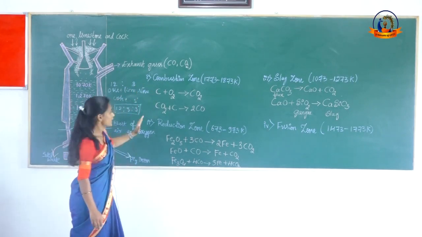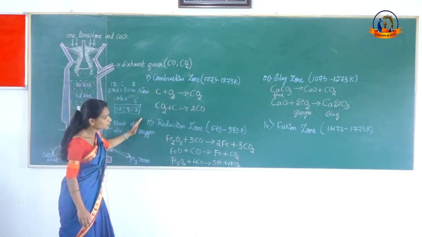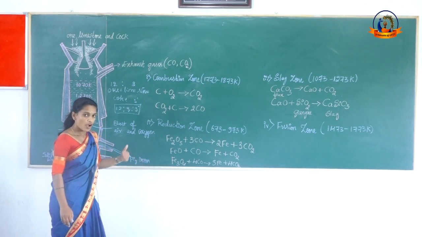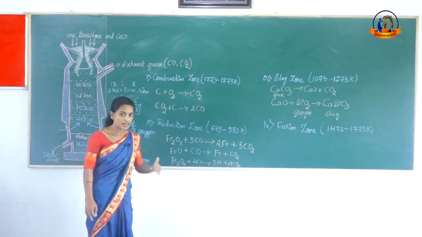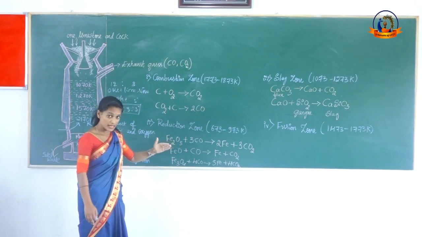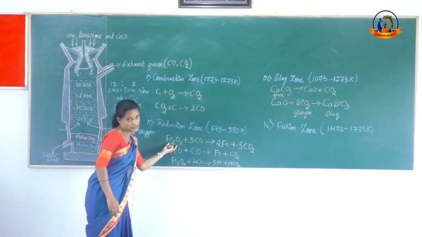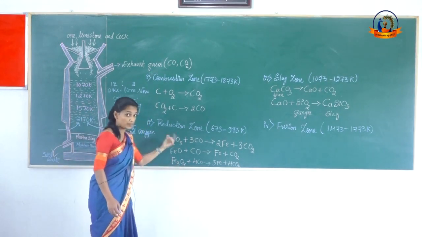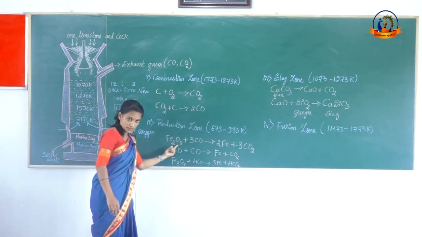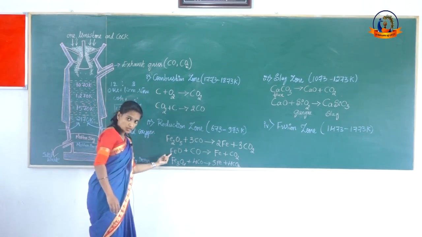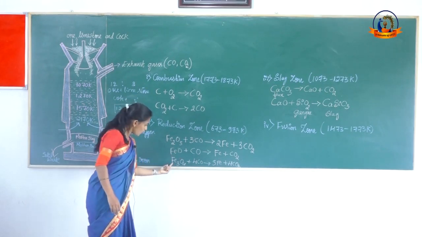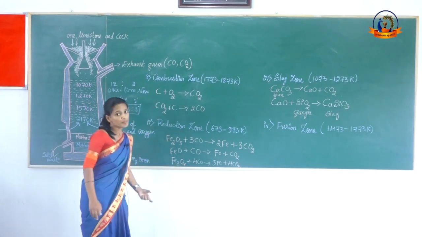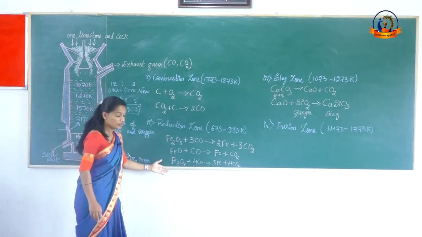Now we are moving to the second zone, that is the reduction zone. The reduction zone is where the reduction process takes place. After removing the impurities, the carbon dioxide and carbon monoxide, the ore consists of iron oxides such as hematite, Fe2O3, and also Fe3O4. So the ore contains oxygen as the impurity in these forms. These are the oxides the ore consists of.